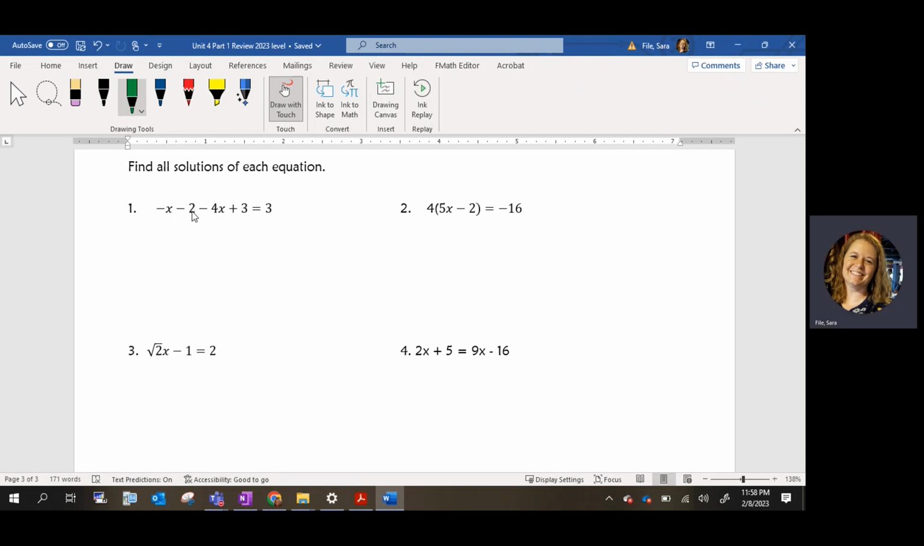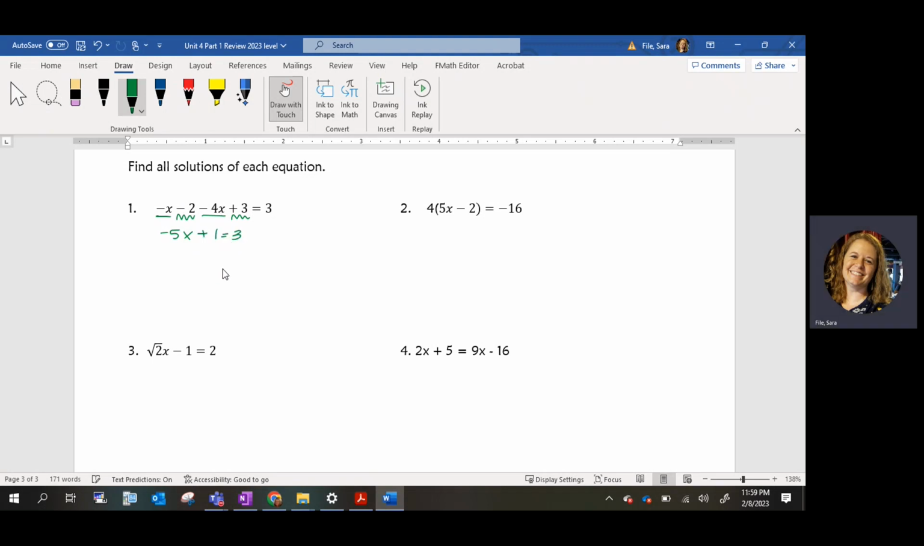So when you have multiple x terms, you want to combine like terms. These happen to be on the same side of the equation, so we don't have to move anything. We can go ahead and combine those. And then if there's any constants, you can combine those. So that ends up being negative 5x, and that ends up being a plus 1.